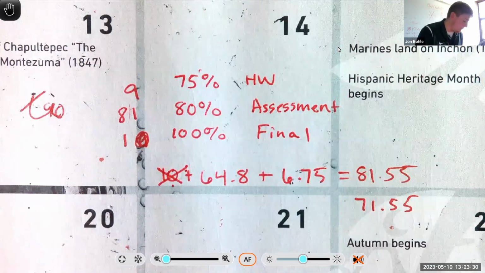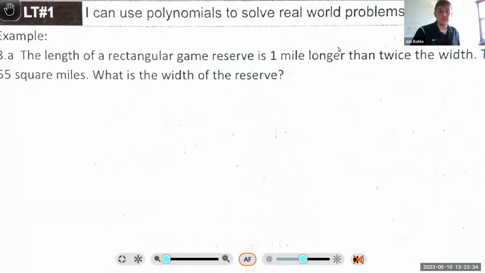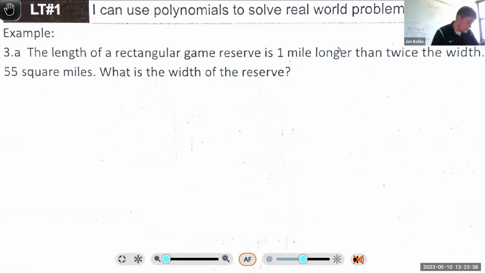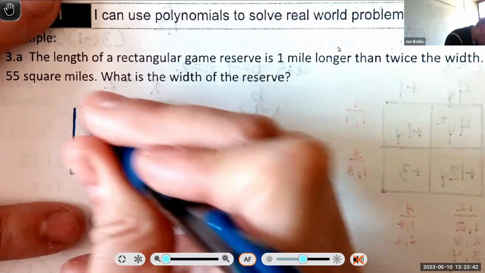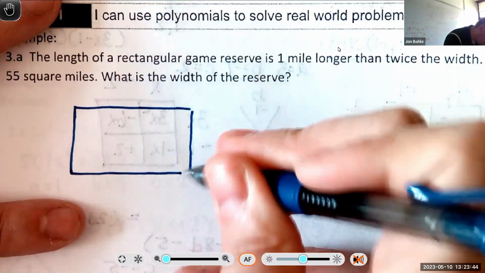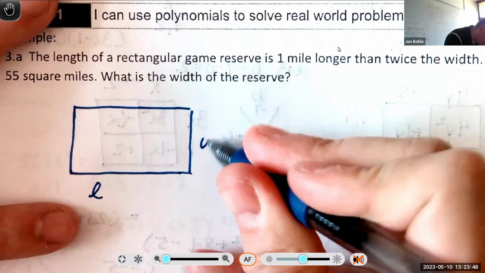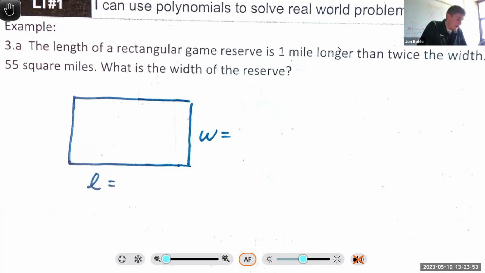Okay, let's go ahead and work on the word problem here. The length of a rectangular reserve is 1 mile longer than twice the width. So I'm going to draw a little diagram here. We are going to say that this is the length and this is the width. And it says that the length is 1 mile longer than twice the width.